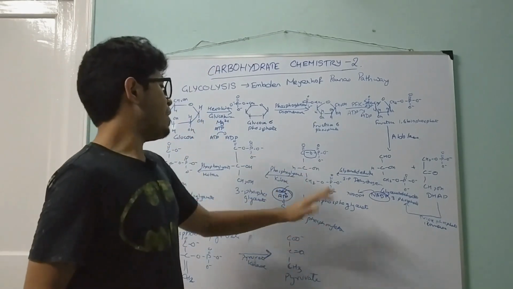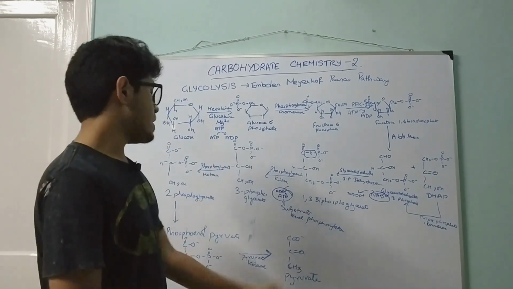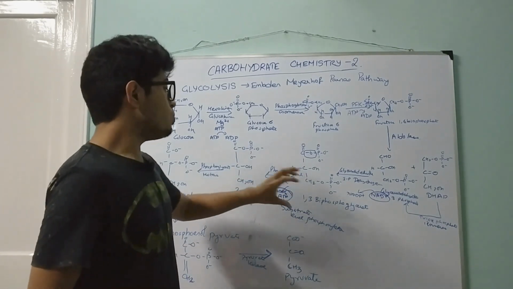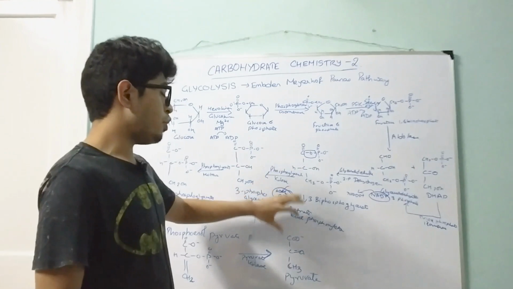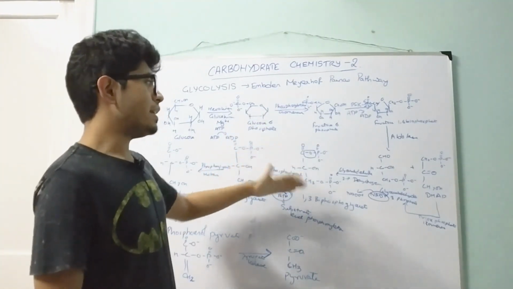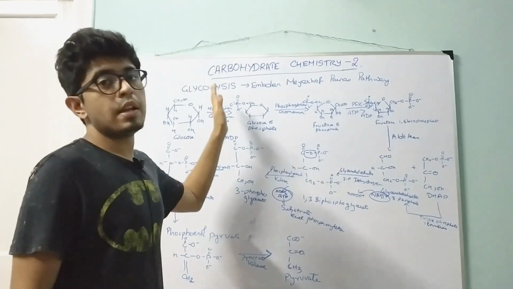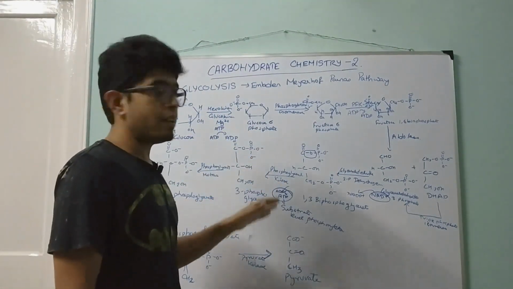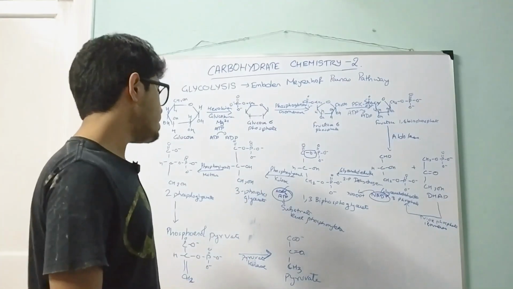Now this 1,3-bisphosphoglycerate is getting transferred to 3-phosphoglycerate. So in this step actually 2 molecules of ATP are formed, thereby counteracting the 2 ATP molecules which have been lost in the previous steps. So we have just reached the break even in this part.